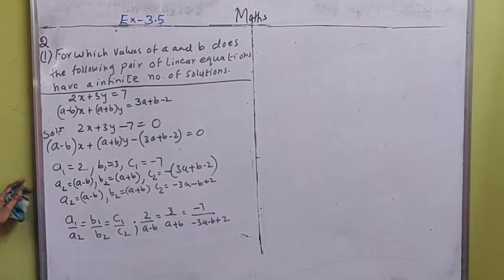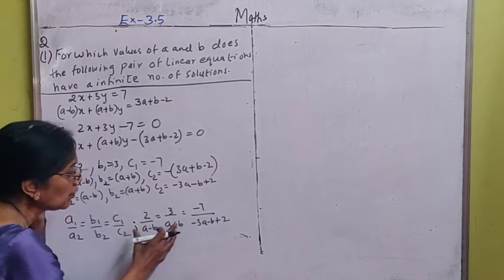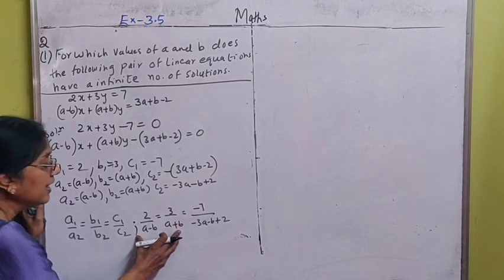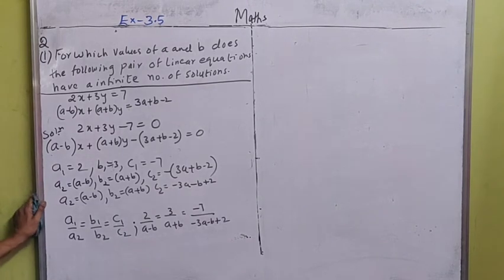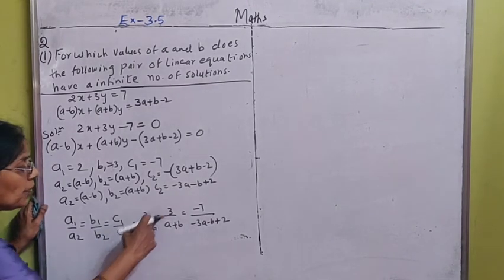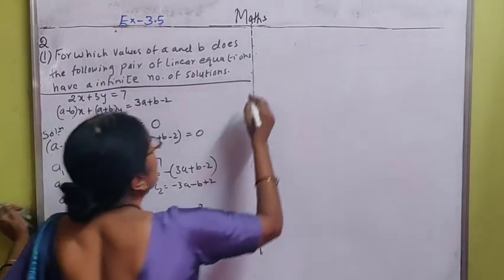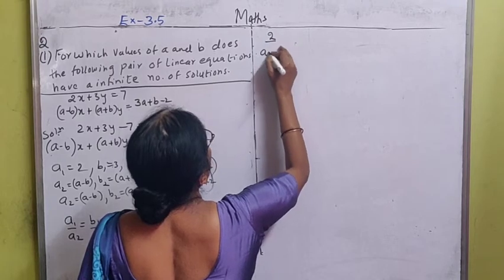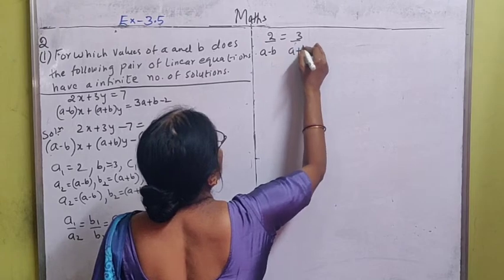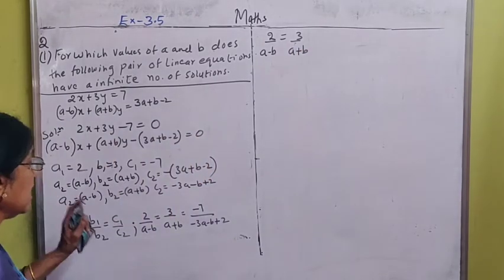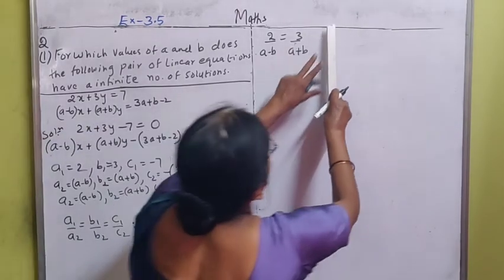Okay. What will we take first? These two equations we will take, and then we will take these two equations. So a1 by a2 is equal to b1 by b2, that we will take first. So what will you get? 2 by (a minus b) is equal to 3 by (a plus b). So you have taken a1 by a2 is equal to b1 by b2.